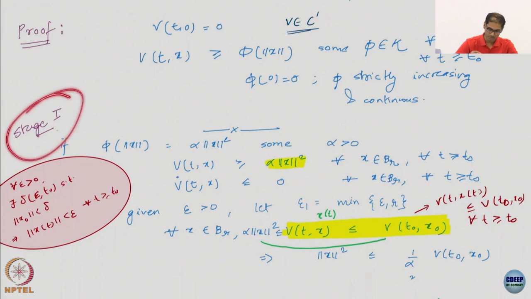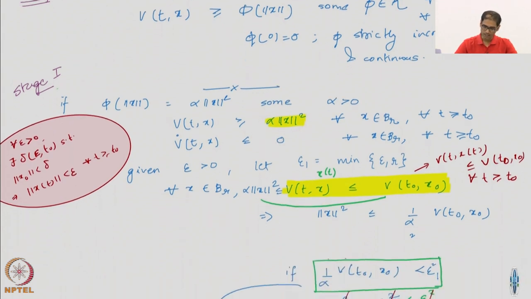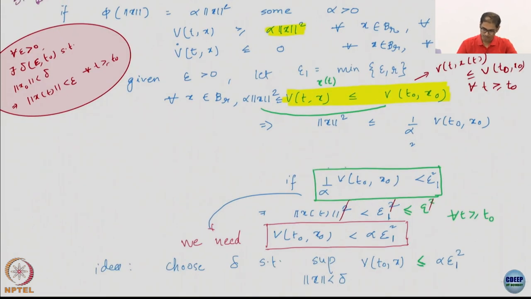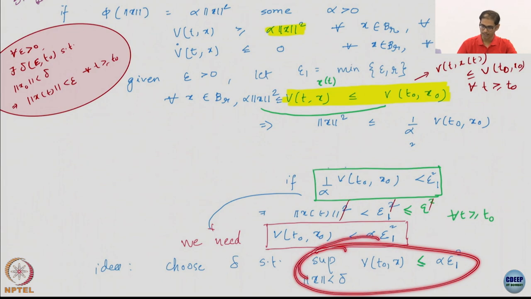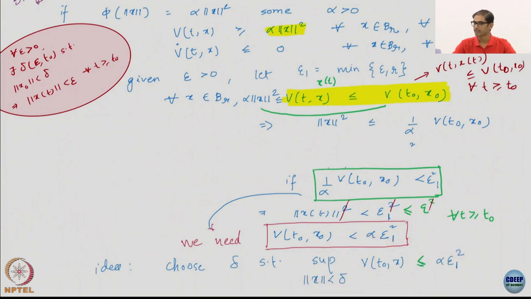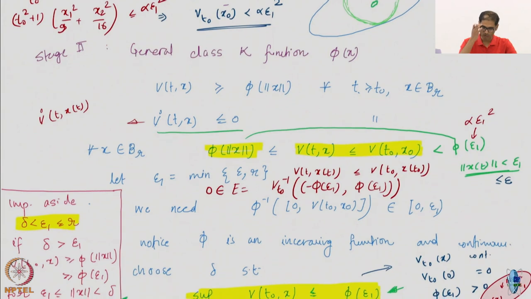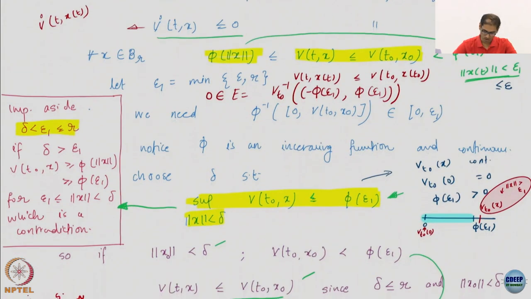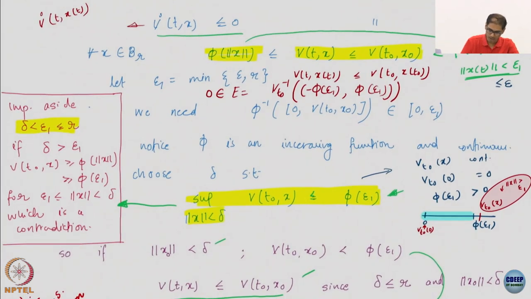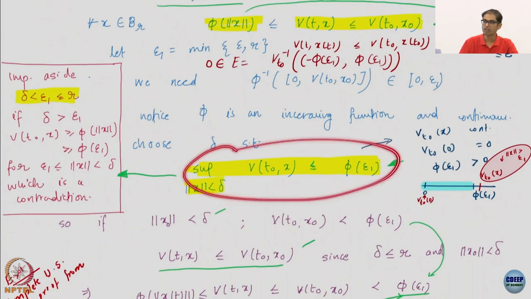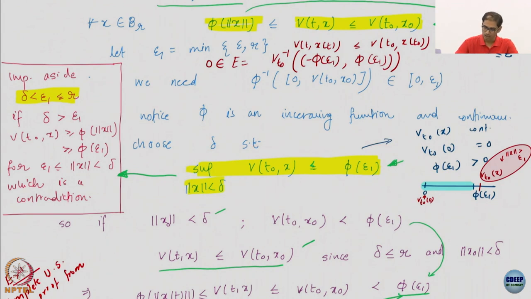In the first stage, the dominating function, that is the class K function, was taken to be some simple structure. Based on that, given an epsilon, we chose a delta, and in all cases the choice of delta had this kind of structure. Then we went on to the more general case, where things were not significantly different. Instead of the alpha epsilon 1 square, we just plug epsilon 1 into the class K function itself. Of course, there were some technicalities here and there.